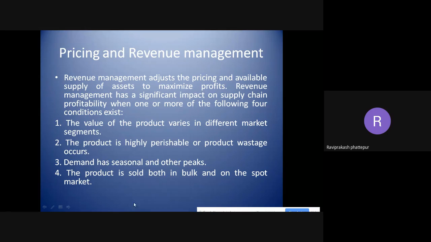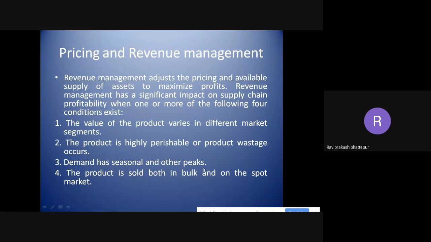So the segmentation, we have seen segmentation. Four different things. One is the product: the value of the product varies in different market segments. Then the product is highly perishable. If the life of the product is very short, we need to dispatch it or sell it to the end customer so that it is not wasted, and he could be using it. So it should be very fast. That is a perishable product, or wastage occurs, so we should stop the wastage.